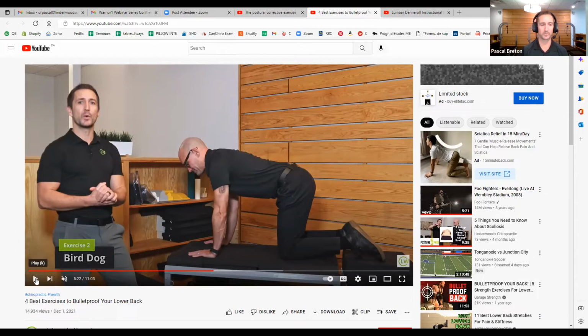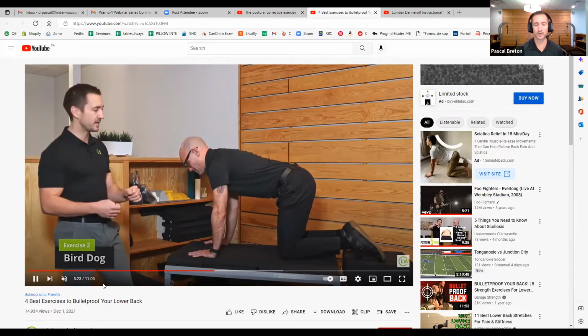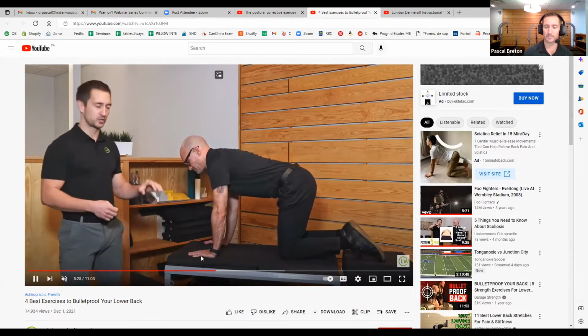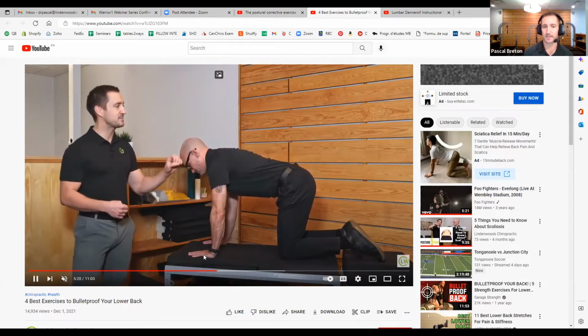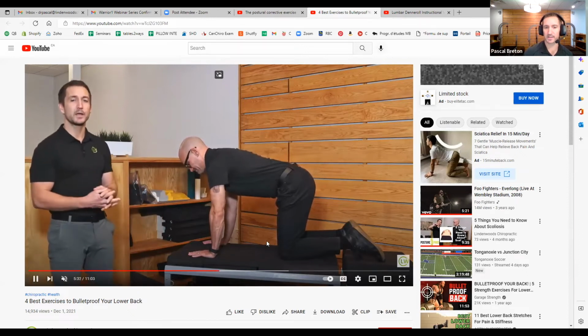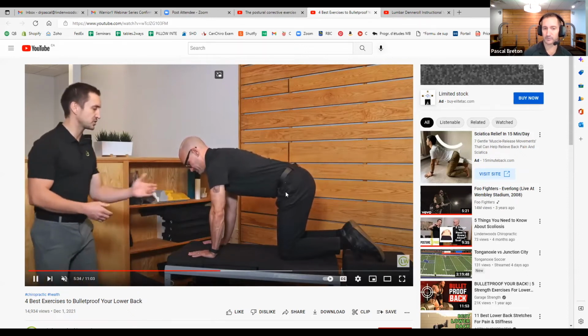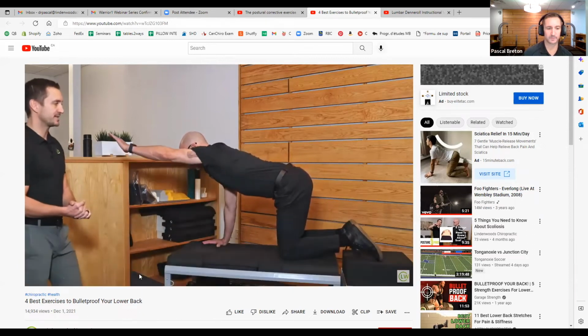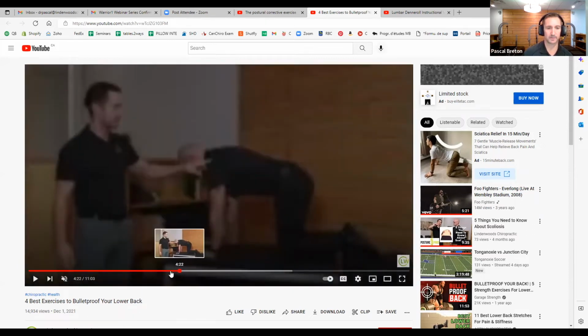So for those of you who don't know this exercise, you simply start on all four like this, and then we're going to alternate between extension and flexion of the spine. So the first step is going to be just to drop the belly down towards the table, which is extension, increasing that lumbar curve, and then the head's going to go up. Whoops, that was the wrong one. Let's go back here, the bird dog.